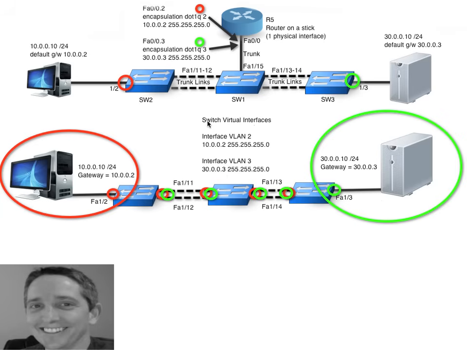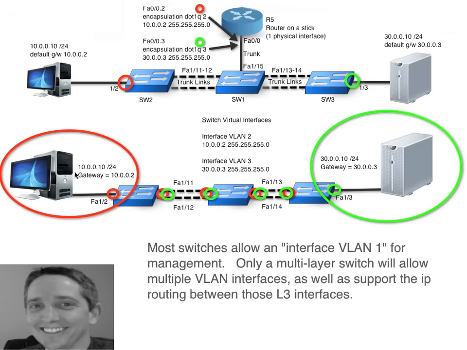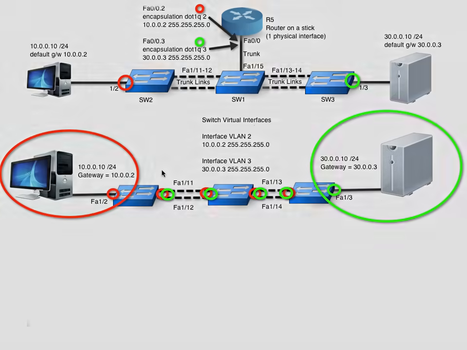We have been using switched virtual interfaces forever. We create interface VLAN 1 and assign it an IP address, and that allows us to remotely telnet or SSH or open up a browser to access a switch. So all we're doing with multi-layer switching is saying we're not just going to use an IP address for management of the switch. We're going to use at least 2 interfaces and enable IP routing, so the switch that we configure these on can literally be the router for our 2 VLANs.